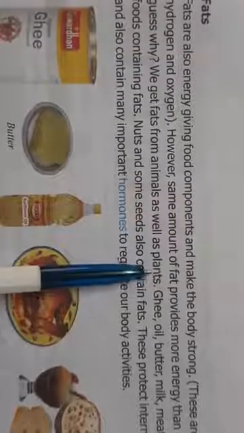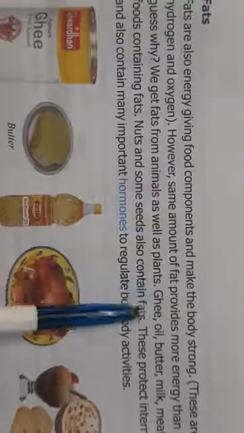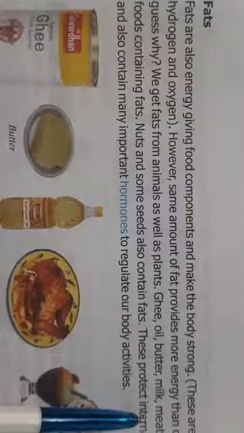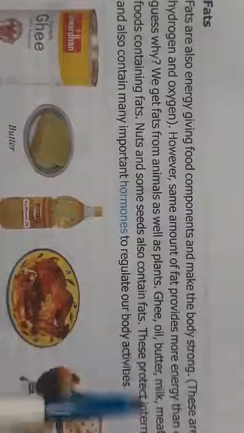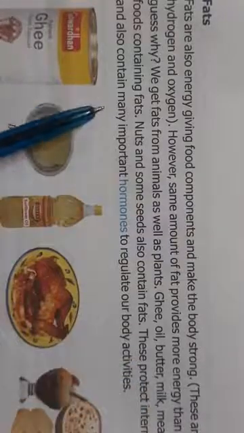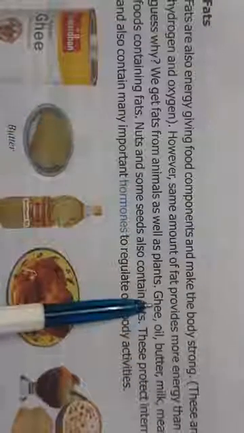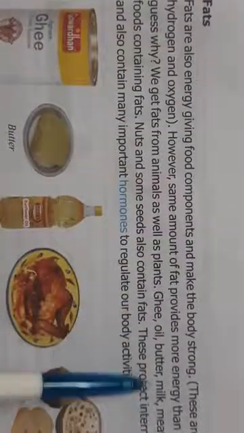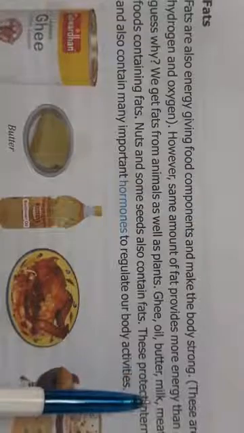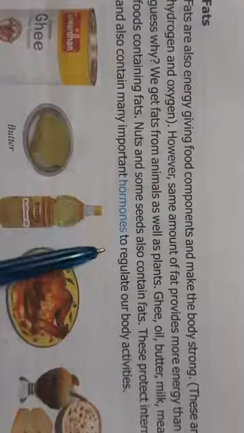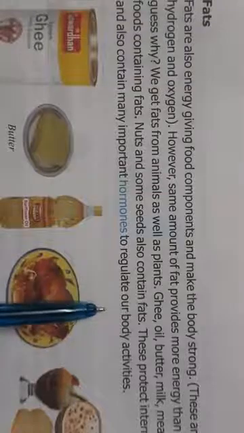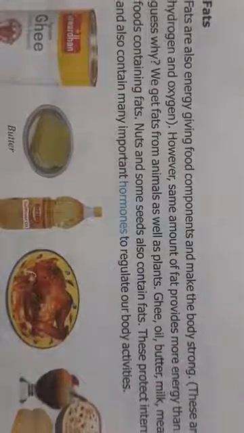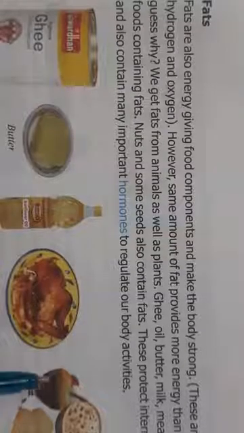Most of the food items which contain fats, like ghee, oil, butter, milk, meat, these all are some examples of food which contains fats. And most of them we get from animal sources. Then some of the nuts and seeds also contain fats. Some of the nuts, like almonds and cashew nuts, contain a good amount of fats.